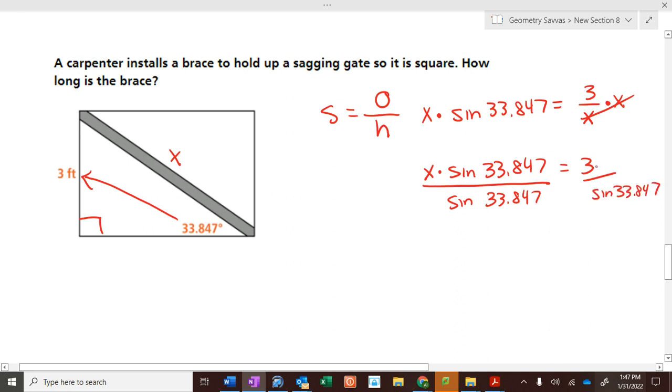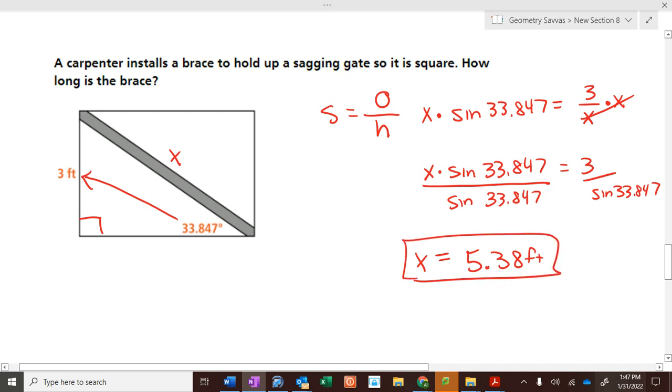So if you take 3 divided by the sine of 33.847, what do we get? 5.38, and that would be feet. That's how long the brace is.